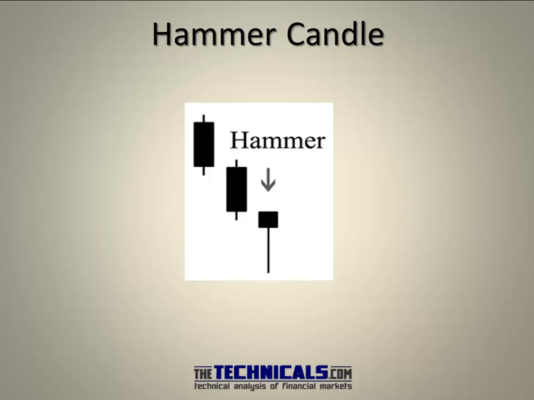The hammer candle pattern is considered a bullish turn indicator. In order to be deemed a hammer, the candle has to follow a down move, as we can see here, or a succession of bearish candles. The hammer itself has a small upper body with a long lower wick or shadow. The importance of the hammer lies primarily in its long lower wick.